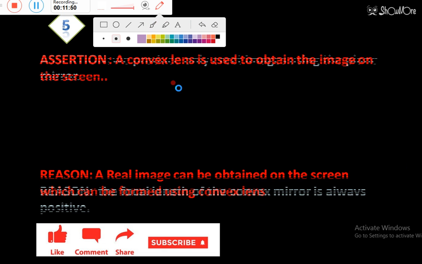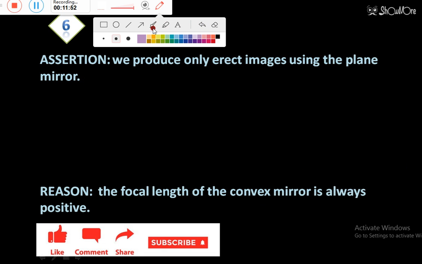Question number 6. Question number 6 is, we produce only erect images using the plane mirror. Yes, this is right, because we can get only erect images using the plane mirror. We cannot get inverted images. We can produce only erect images using the plane mirror. Let's see the second one.